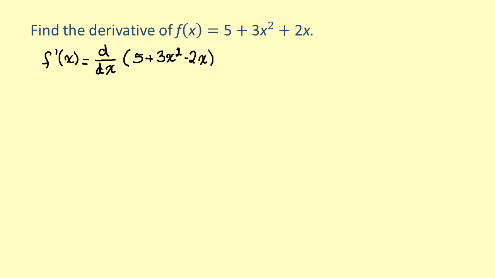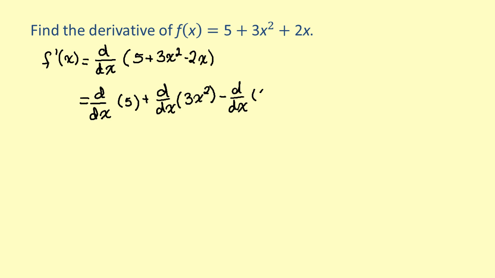Recall that the sum rule states that the derivative of a sum is equal to the sum of the derivatives. Similarly, the difference rule states that the derivative of a difference is equal to the difference of the derivatives. So we can rewrite this as the derivative of 5 plus the derivative of 3x squared minus the derivative of 2x. Now we can find the derivative of each term.